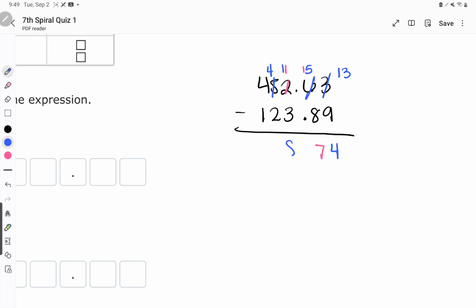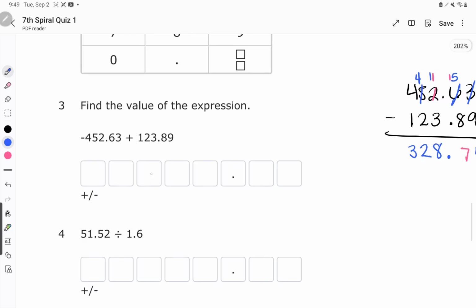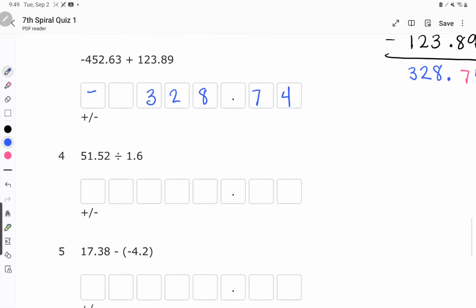11 minus 3 gives us 8. And then I can do 4 minus 2, which gives me 2. And I can do 4 minus 1, which gives me 3. Drop that decimal straight down, so we have 328.74. Now, we always keep the sign of the bigger number, so which one's bigger, 400 or 100? 400 is bigger, so I put my negative there.